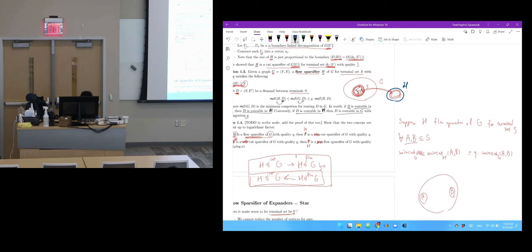The idea should be that you will need to define some demand such that it is routable in H, and then because it is a flow sparsifier, this demand which is routable in H needs to be routable in G too, and the fact that it is routable in G means that the cut in G is, no. Let's see. Sorry.